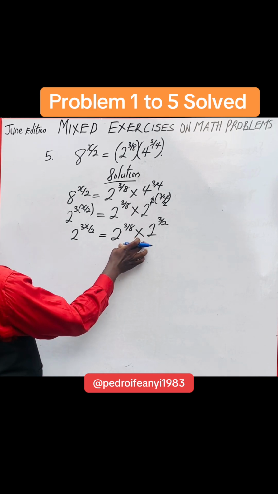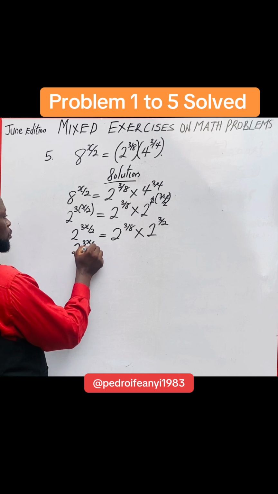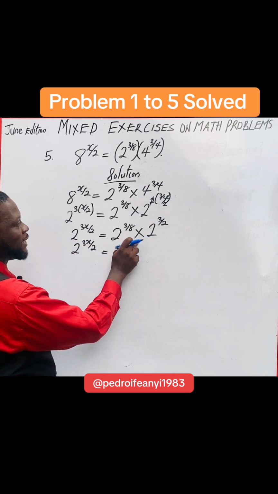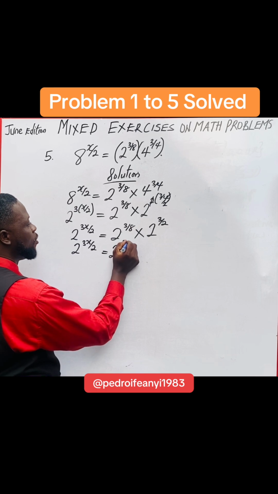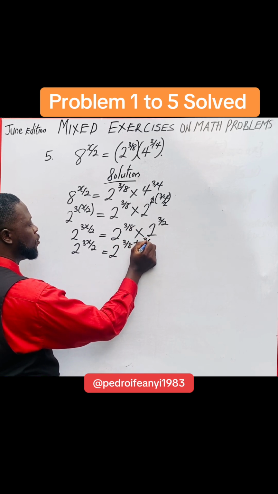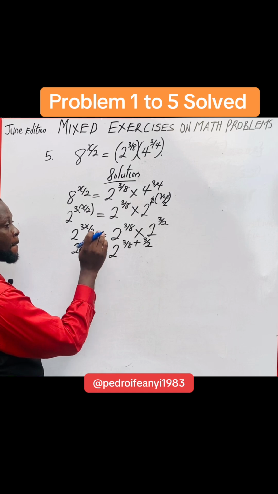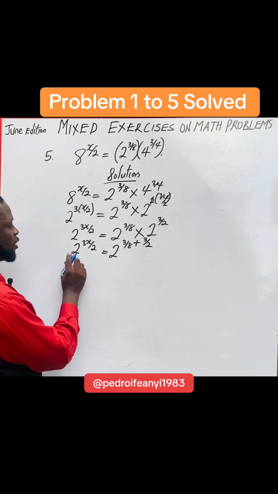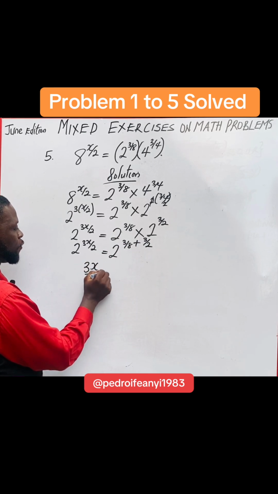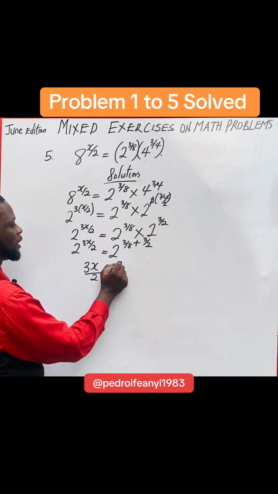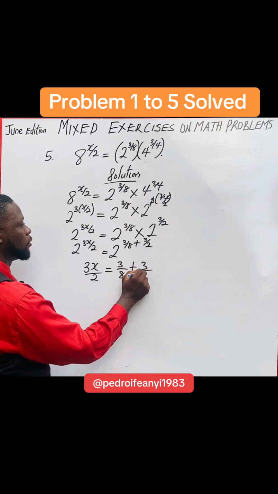So what you now do is this side of the expression will be 2 to the 3x over 2, the law of indices. Same base, you add the power. So you have 2 to the 3 over 8 plus 3 over 2. So the two sides have now the same base. So what we do now is what? Equate the powers. So you have 3x over 2 is equal to 3 over 8 plus 3 over 2.